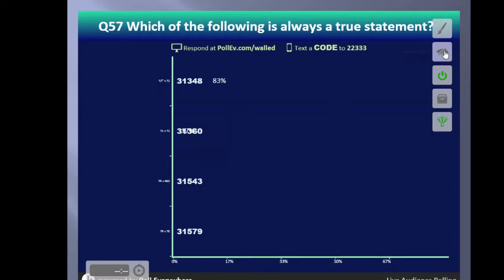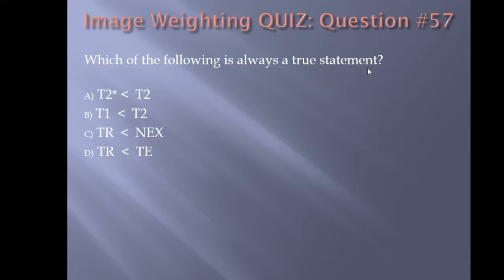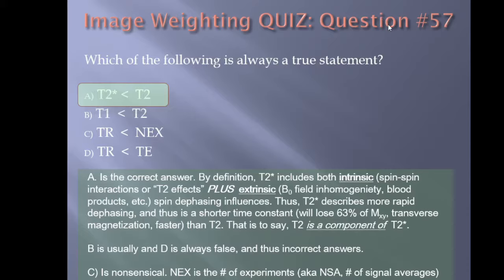So in our shorter thans list, yes, most people got it correct. T2 star is always shorter than T2, right? Some people said T1 is shorter than T2. Well, that's not true. In fact, T1 is almost always longer than T2. I don't think you can say always, but B is usually the opposite. TR and NEX are completely unrelated. NEX is arbitrary, so it doesn't matter. And this relationship is the opposite. TR is always longer than TE, as we discussed 2 questions ago. Questions about the question? Meta questions?